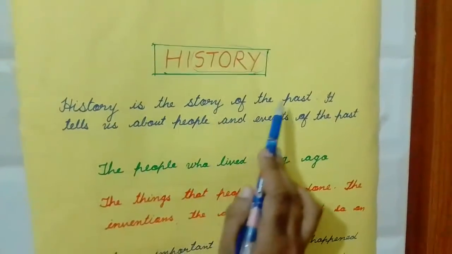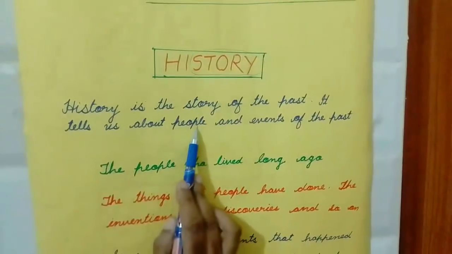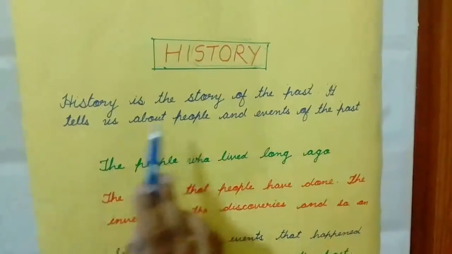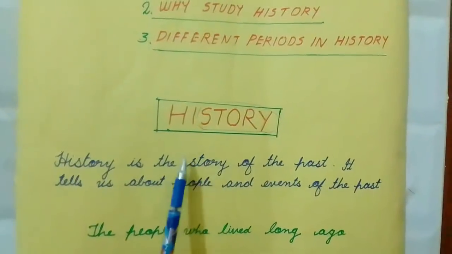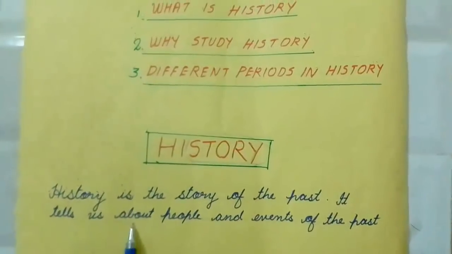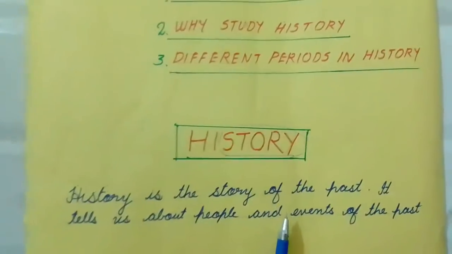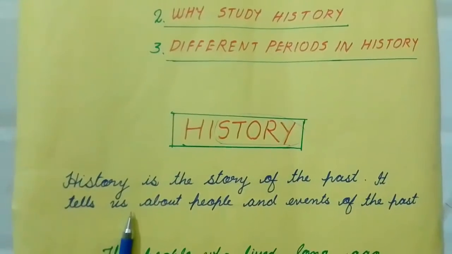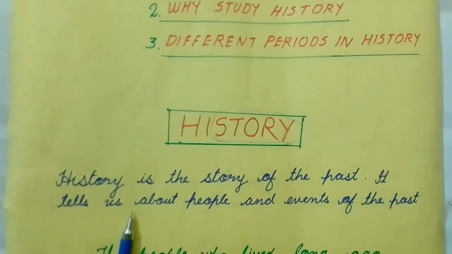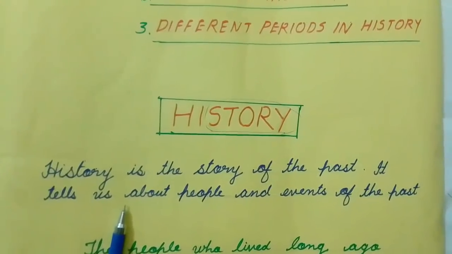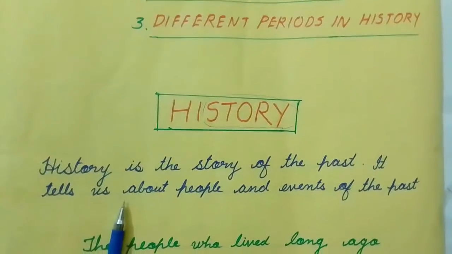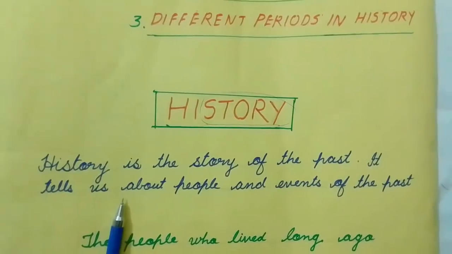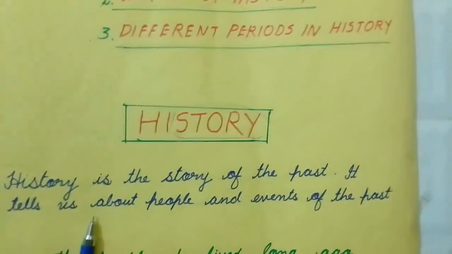History is the story of the past. It tells us about people and events of the past. History is the study of the past, the record of what happened long years ago. It tells us about the life of the people during a particular period of time. It is a written account of the development of human civilization.